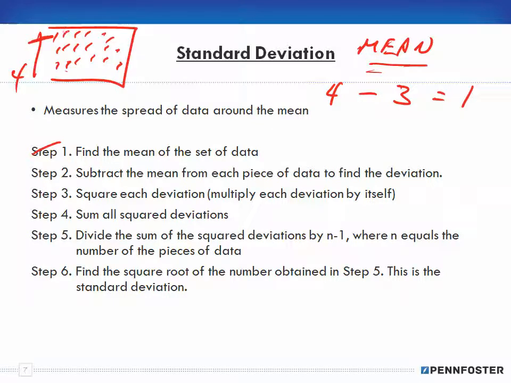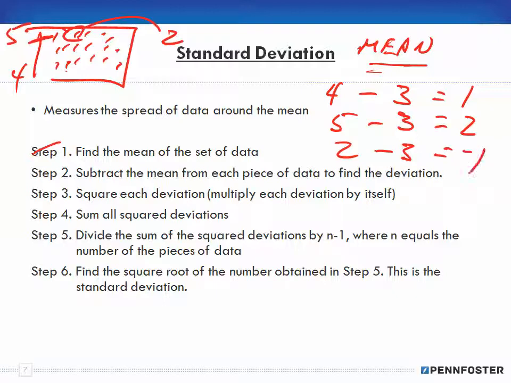Now this second piece of data, let's say that's 5. So then I do the same thing. 5 minus 3 is equal to 2. Let's say this third piece of data was the number 2. 2 minus 3 means I would have a minus 1. So that's the deviation of that piece of data. So that's step number 2.